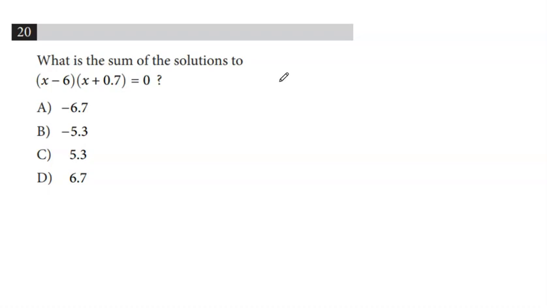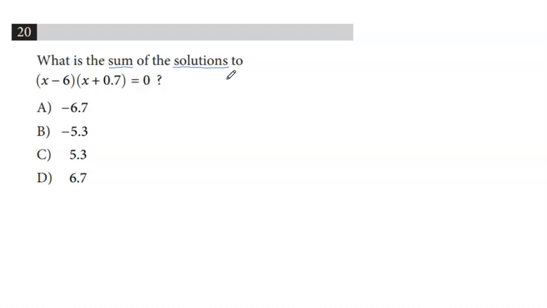In this question, we are given the expression here, which is a binomial, a quadratic, and it's written in factor format, right? So it's really easy to deal with, right? And it says, what is the sum of the solutions to this expression, right?